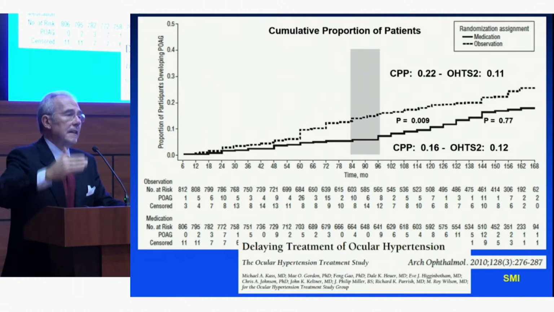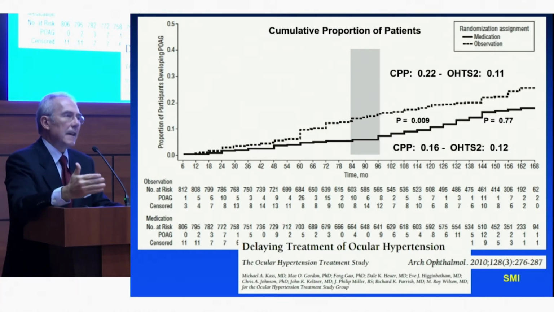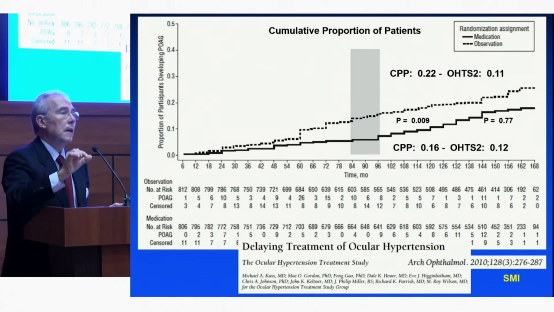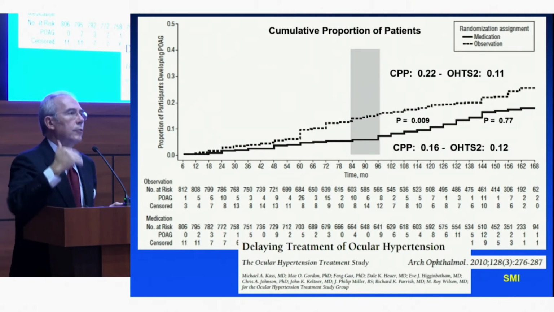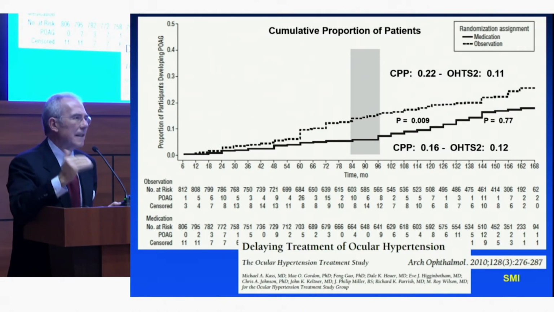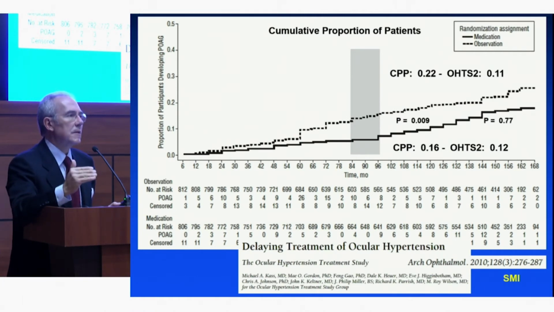The OHTS 2, that is the second part of the OHTS 1. In this second part of the study, the investigators decided to treat all of the patients. The gray line in the middle shows the time during which all the patients were put on treatment. Well, what have we learned from this part of the OHTS? First, we've learned that delaying the treatment, so starting treatment 6 years after, doesn't mean anything in terms of ability to reduce the incidence of glaucoma.